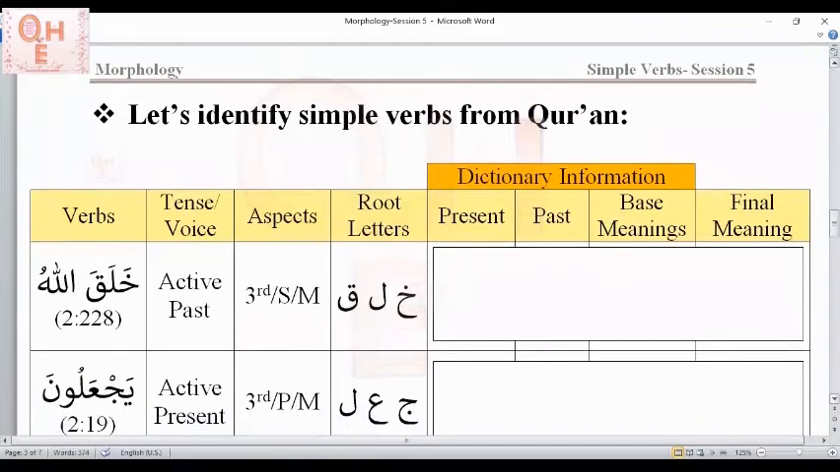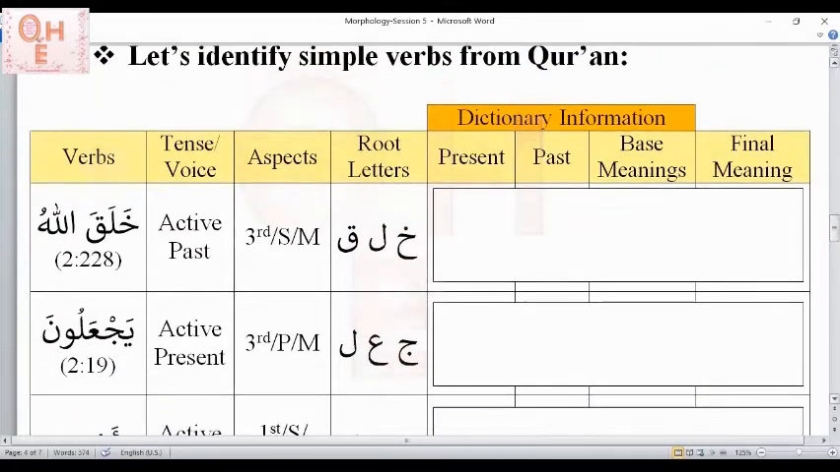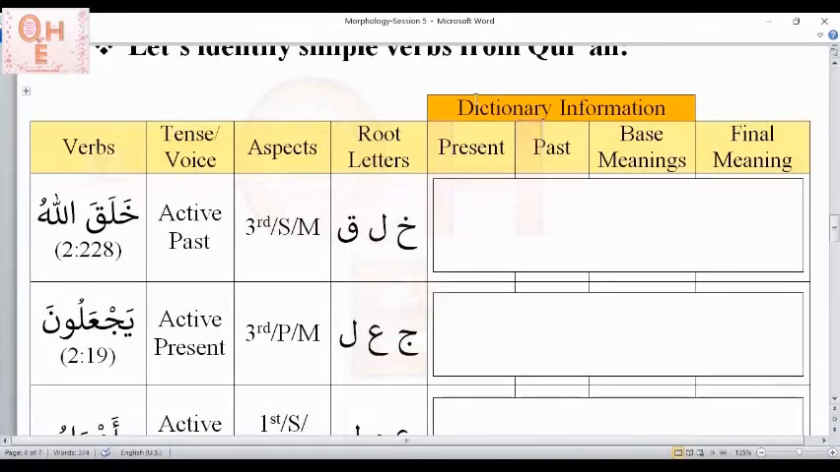So over here we have a table in which we will be identifying the simple verbs from the Quran. Let me go over the table structure a little bit in general. We have the words over here, the verbs. Then we are going to identify the tense and voice of the verbs, the aspects, and the root letters.